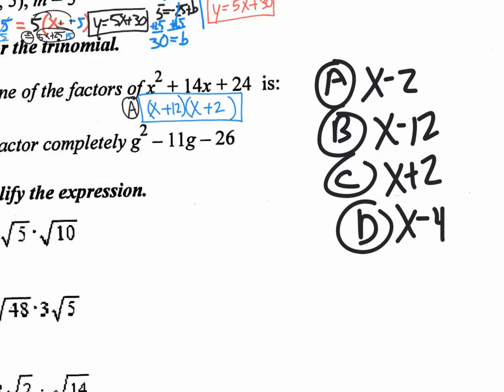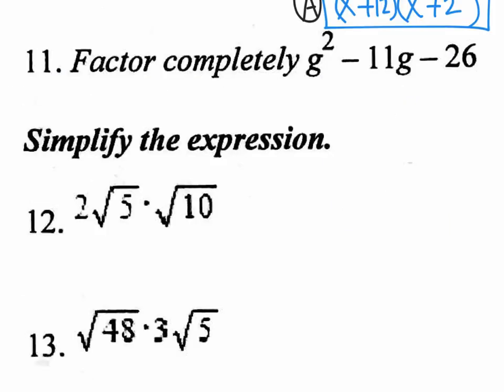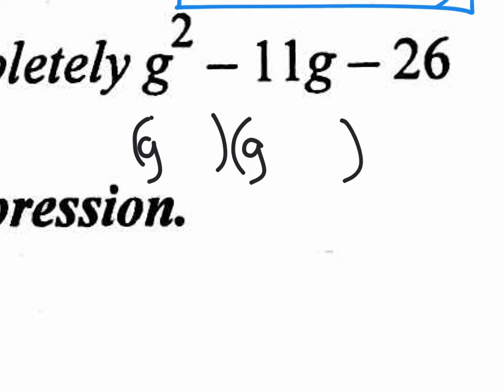Okay, cool. So let me erase this right here if possible. No, I can't. Well, number 11, factor completely. It's easy to factor because the A value is 1. So just set up the parentheses, parenthesis, G right there, because that gives us a G squared. Let's think, what times what is negative 26? That if you combine together is negative 11.